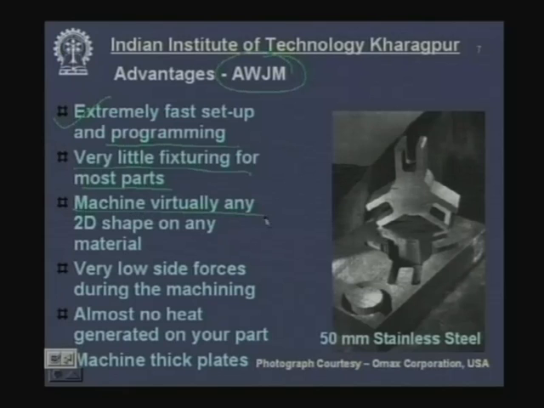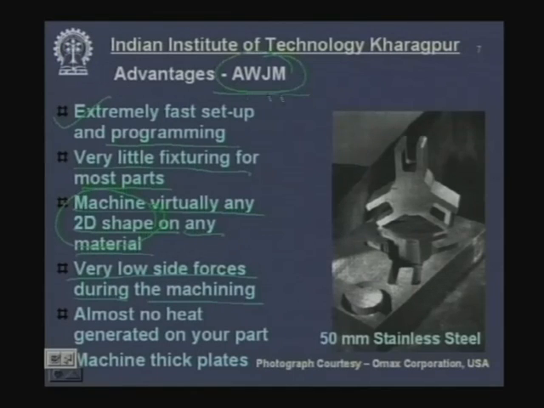It can virtually machine any 2D shape on any material. How can it machine any 2D shape? Because most of the time an abrasive water jet system would have a CNC table along with it, and because of its inherent properties it can almost machine any material. We will come to that list after some time. It has very low side force. When it is machining an object, there is almost no side force. So you require very little work holding device. So it can be implemented very fast.